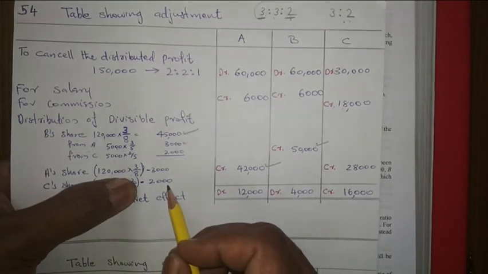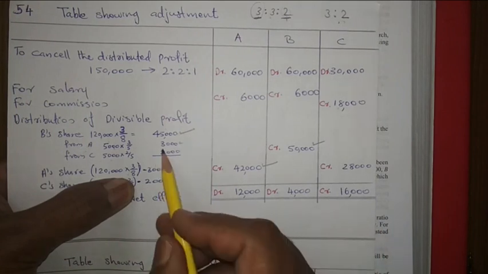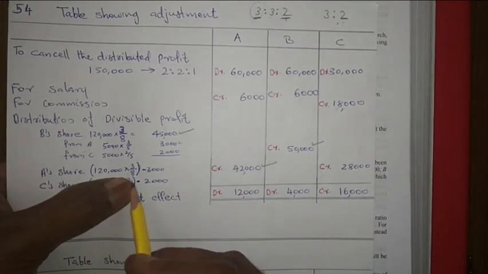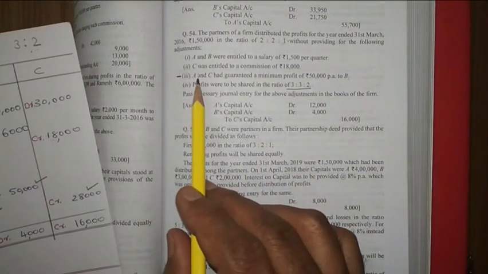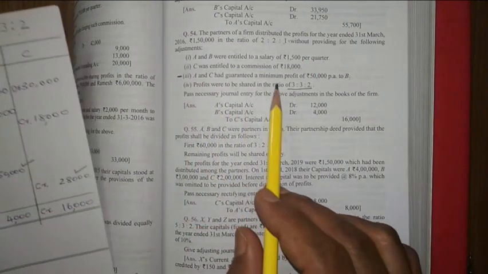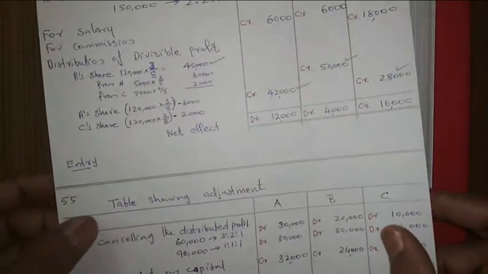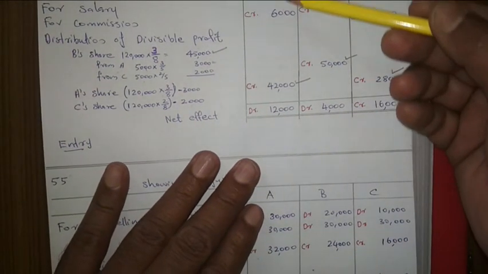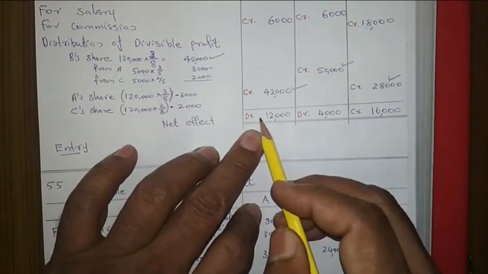Why are we deducting this 2,000? Because according to the guarantee given by C, C should give 2,000 to B. That is why from 30 this 2 is deducted. And this is the new thing: two partners guarantee a minimum profit to one partner. So this is the one new adjustment for you. Then after that, as usual, we take the total of this and the difference.